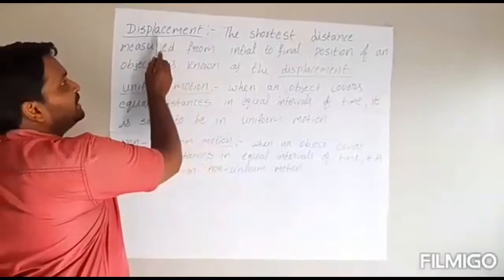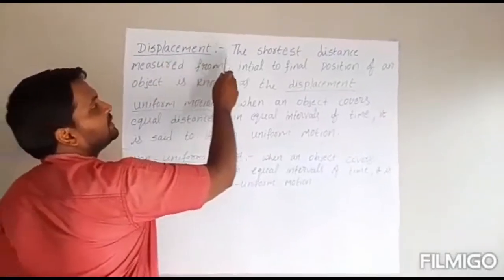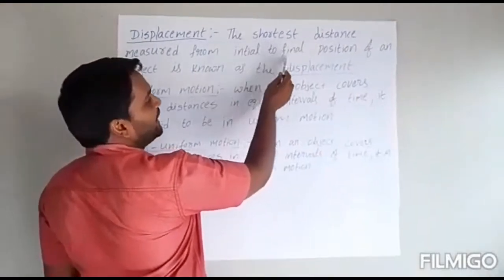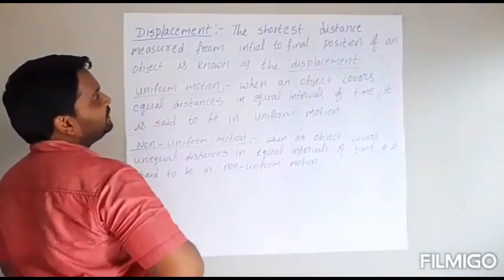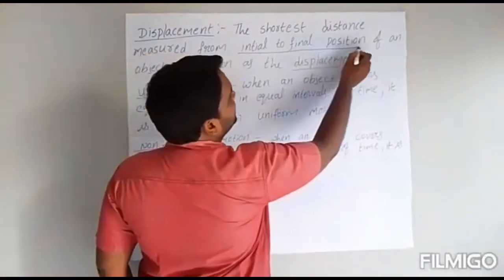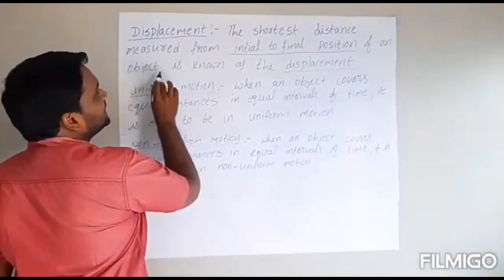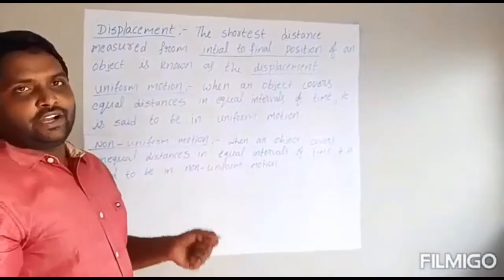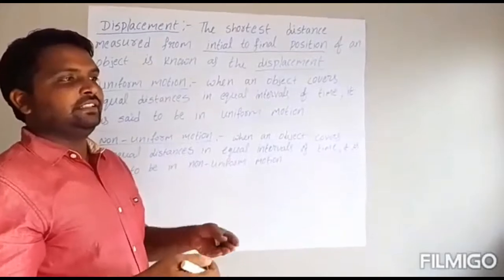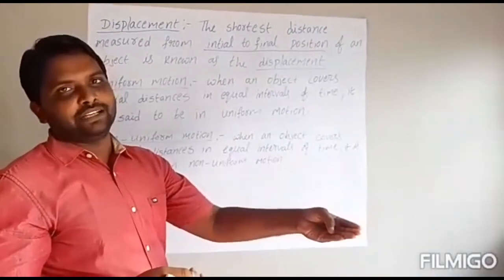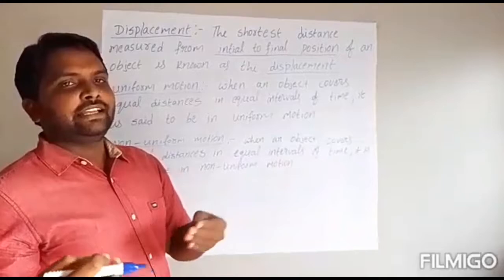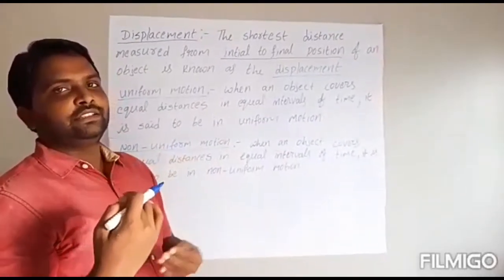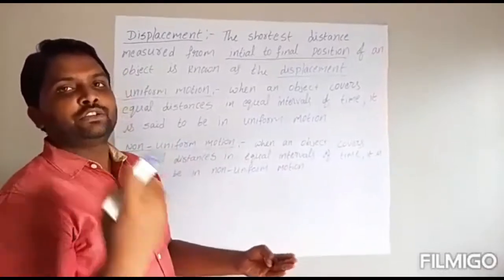Now we will see the definition of displacement. The shortest distance measured from the initial to the final position of an object is known as displacement. For example, now I started the car. The car moved for 5 minutes. After that, again I started the car, and the car moved for 20 minutes. So first 5 minutes, after that 20 minutes.